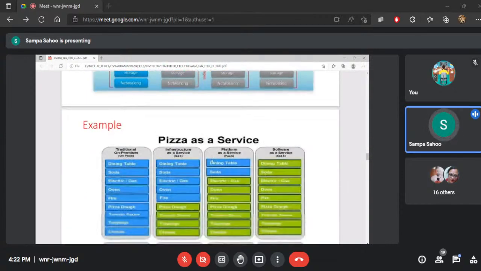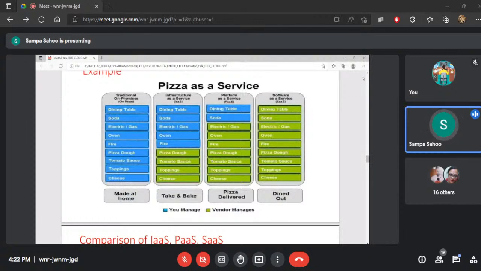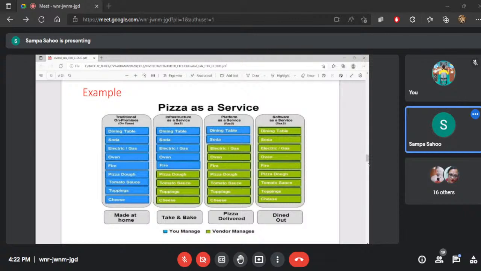To explain that, this example can be better used: pizza as a service. Traditionally, if you want to eat pizza, then you have to make that pizza at home. You will have to use all the resources like pizza dough, sauce, oven, dining table. All the things you will have to provide, or they should be available at home.